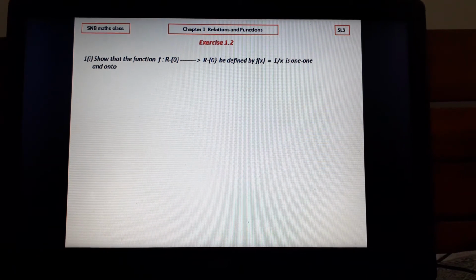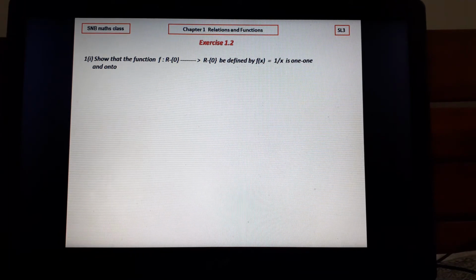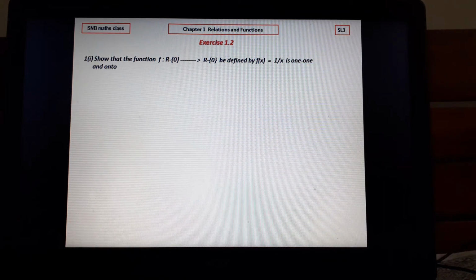We are solving the problems of Exercise 1.2. This exercise contains the problems on functions, that is, one-one function and onto function. Let us solve the questions.